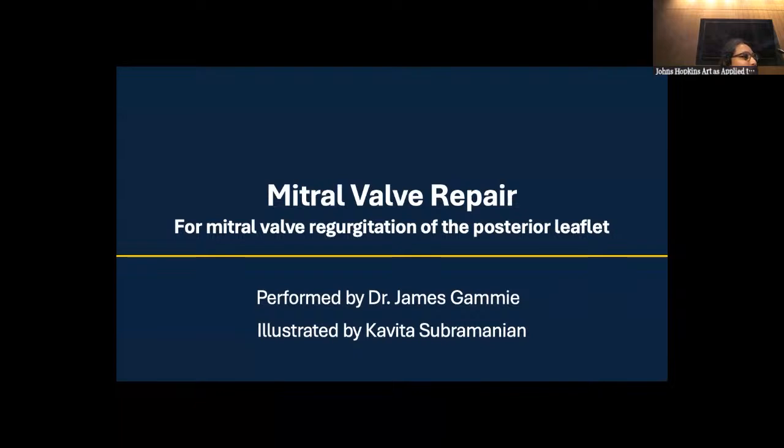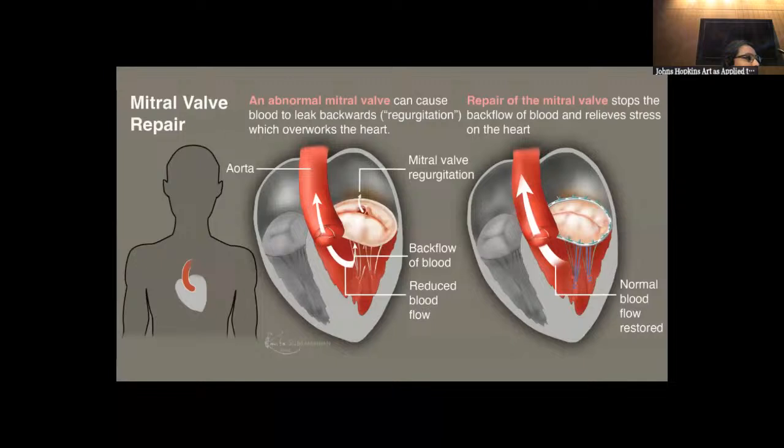My next procedure is the repair of the mitral valve, which is the valve between the left atrium and left ventricle of the heart. I would like to thank Dr. James Gammy for his wonderful feedback for these illustrations. The procedure alleviates symptoms of mitral valve regurgitation, which causes shortness of breath with exertion or when lying down, and tiredness due to backflow of blood from the faulty valve. This is an overview of the procedure for a general audience with before and after pictures.